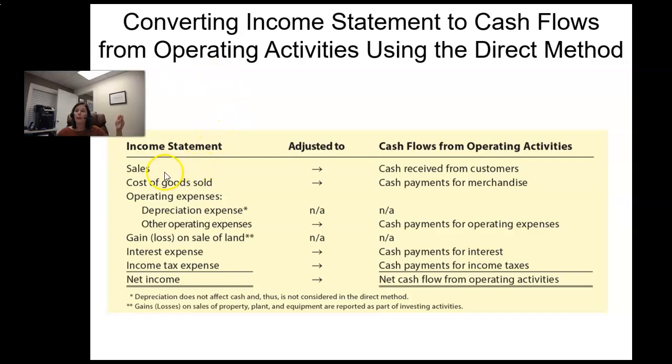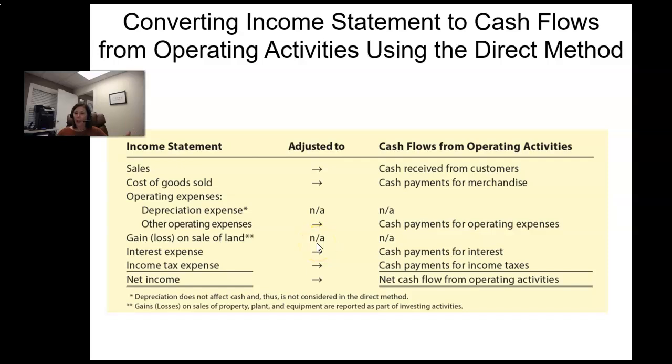So what we're going to basically do is we are, again, looking at this from an income statement perspective, and we're going to convert our accrual-based income statement to basically what would be a cash-based income statement. And so we're going to adjust the sales to what was really cash received from customers. We're going to adjust cost of goods sold to cash payments for merchandise. Then we're ignoring depreciation in terms of expenses, but then we're going to convert all of our other operating expenses to what we actually paid out in cash for operating expenses.